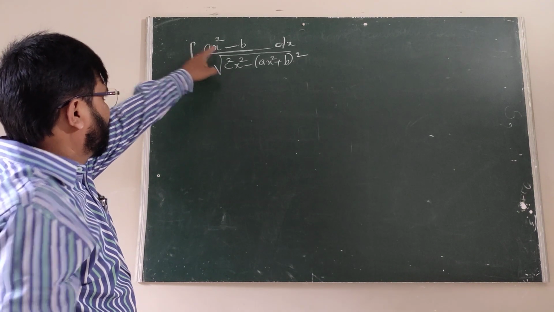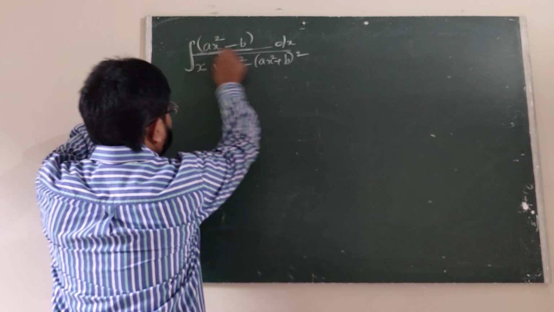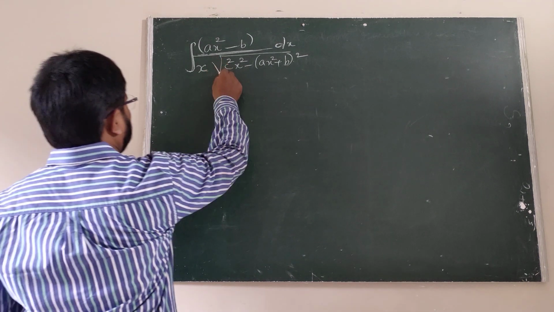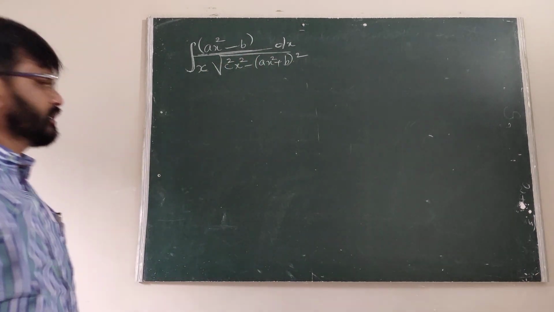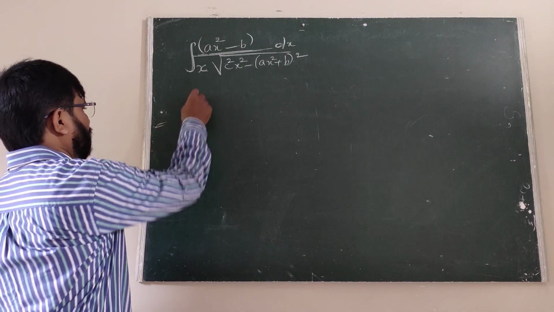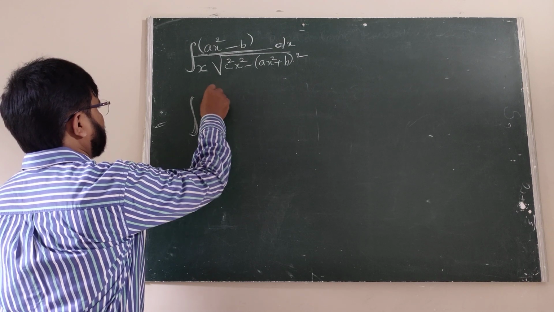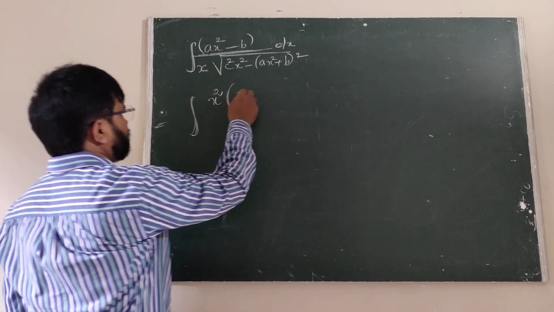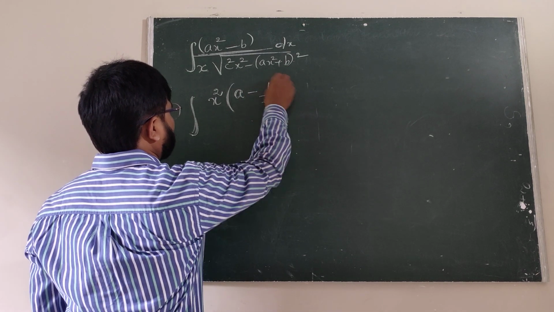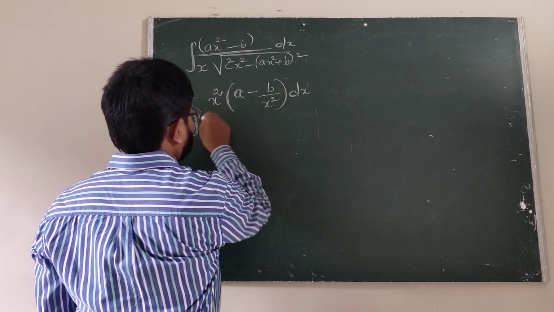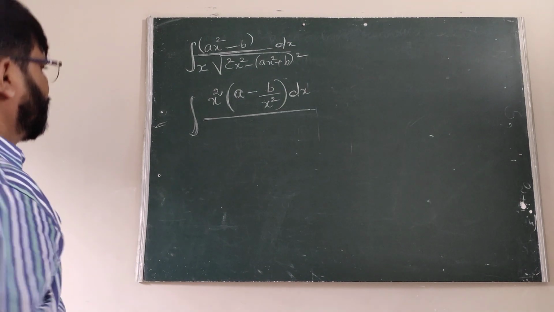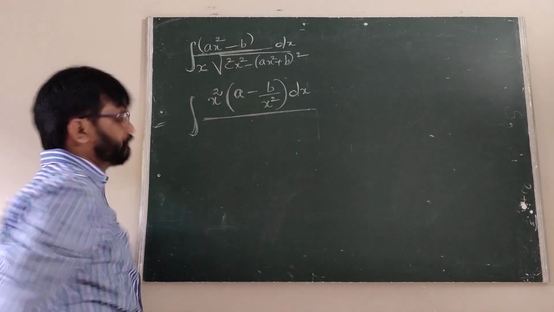Integral of (ax square minus b upon x) into root of c square minus (ax plus b upon x) whole square. Now here in the numerator we have to take the common factor x square. Now this is a minus b by x square into dx. x square is the common factor, that is a into x square, ax square, these two are cancelled, minus b.